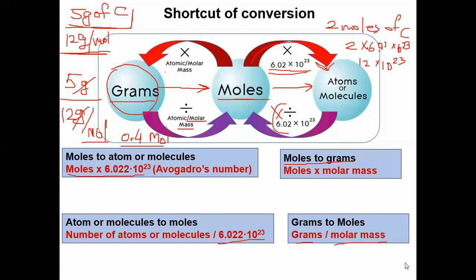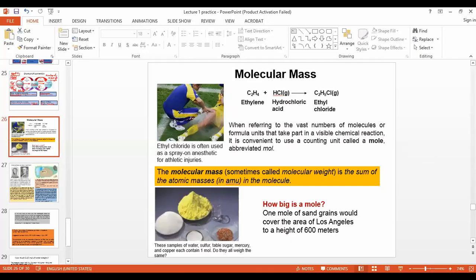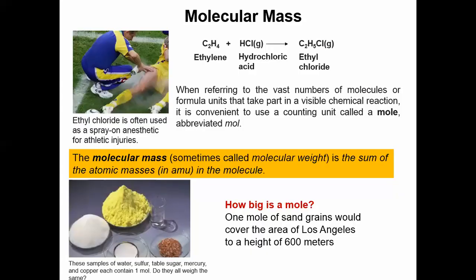So let's just consider some chemistry related things. By the way, if you take 1 mole of oranges, for example, it's a huge number. 1 mole is just a huge number. It says over here, how big is a mole? So 1 mole of sand, just the sand. You know how small a sand grain is? If you take 1 mole of sand grains, it would cover the area of Los Angeles to a height of 600 meters. Okay, it's a crazy big number.